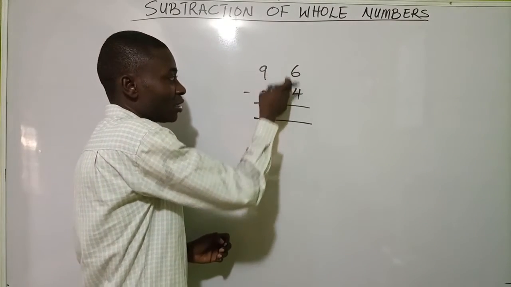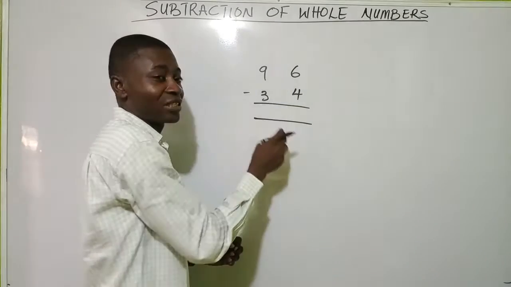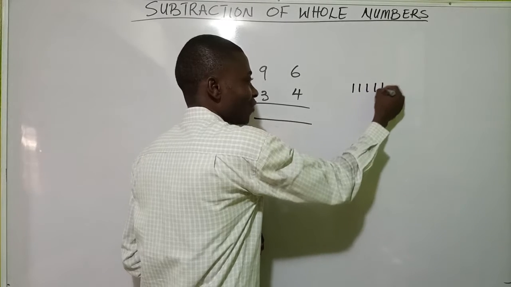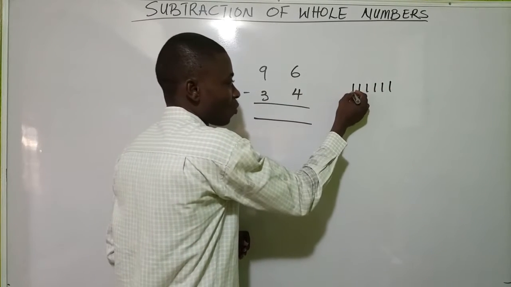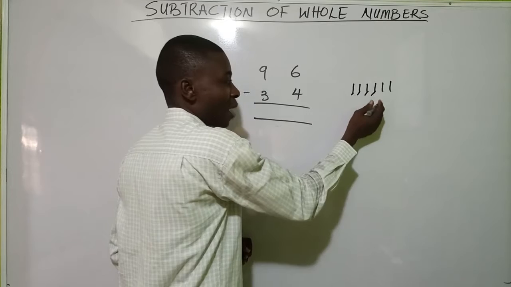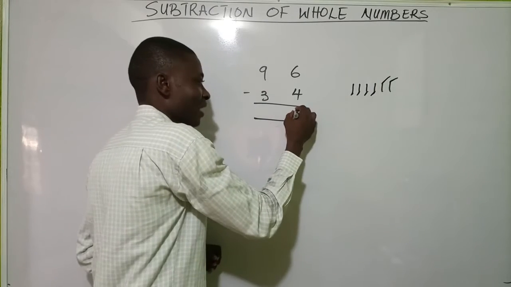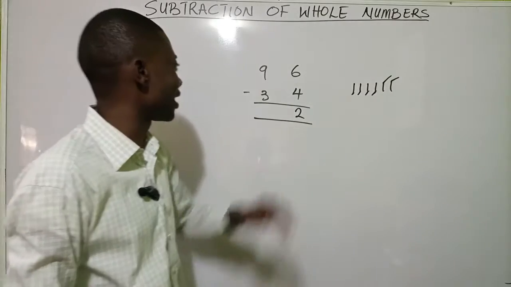I'll take, this is 6 here, this is 4. I'll take away 4 from 6. It's like saying 1, 2, 3, 4, 5, 6. Take away 4 from it: 1, 2, 3, 4. How many is remaining? 1, 2. So you write down the 2 here. Using our counting, write down 2.